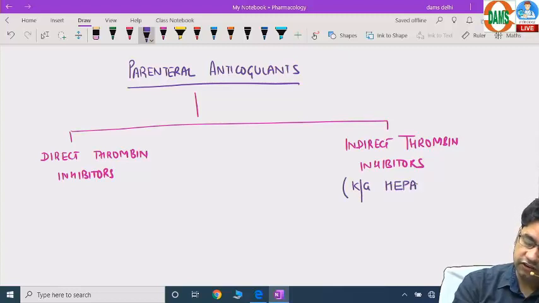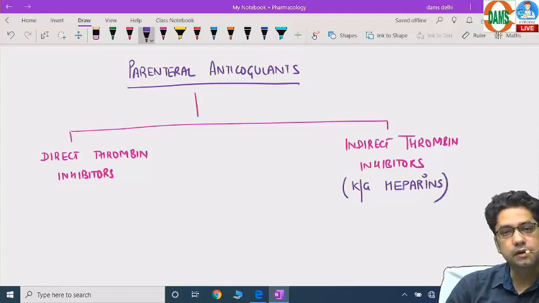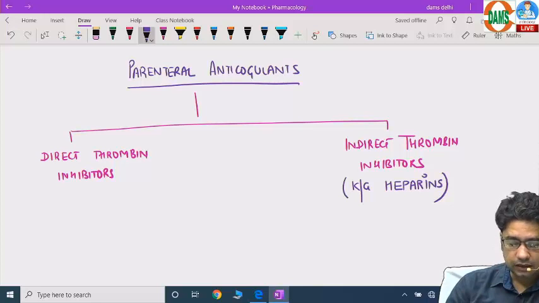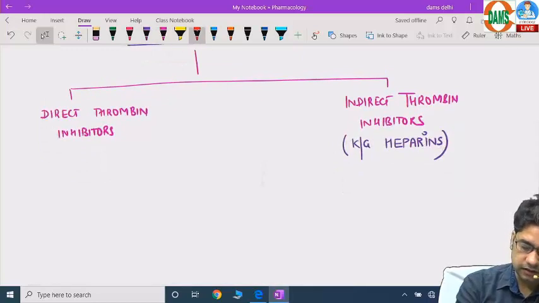and heparins we will discuss in very great detail, just like warfarin. We will study heparins in great detail later. But let's discuss first about direct thrombin inhibitors. So what are the drugs we have among direct thrombin inhibitors?